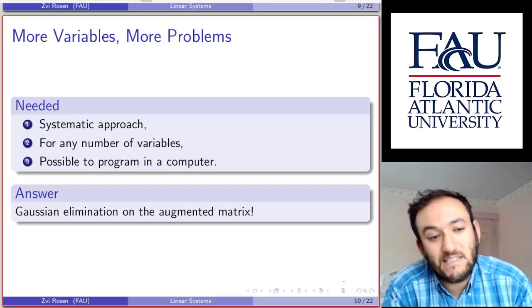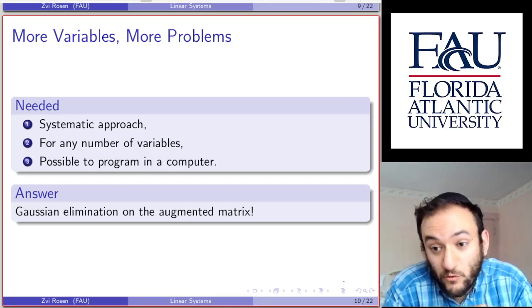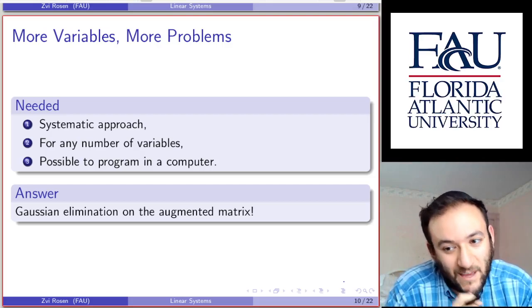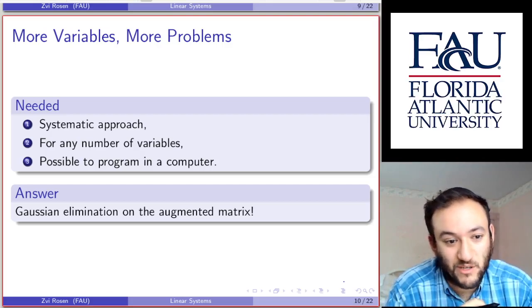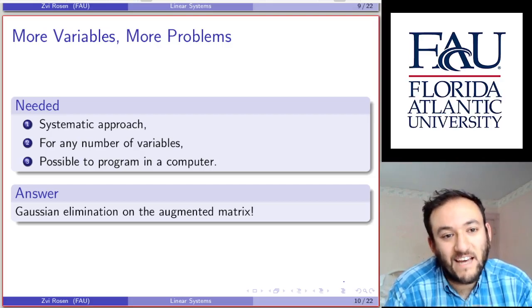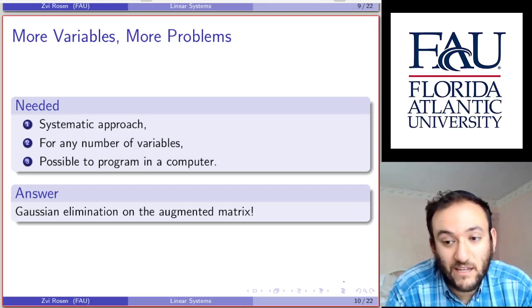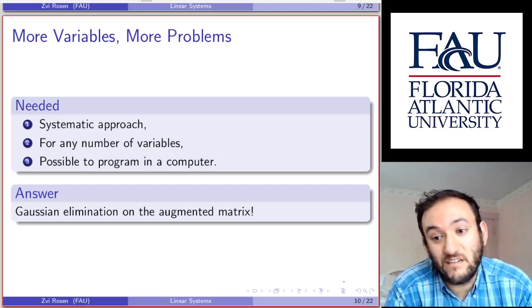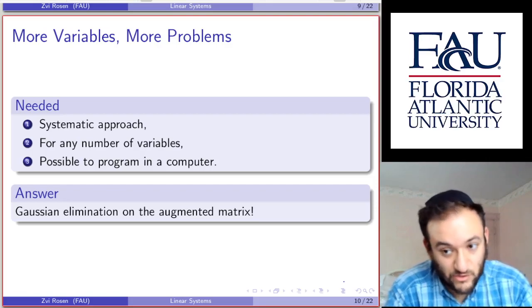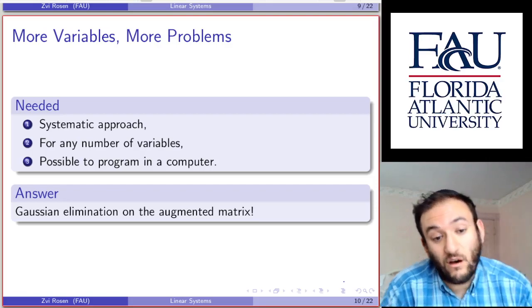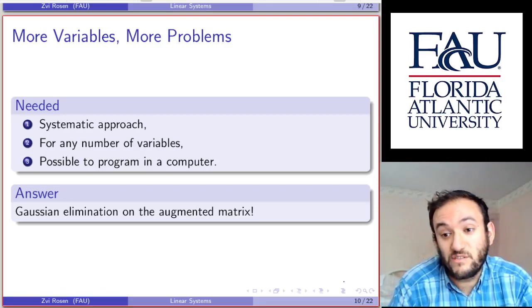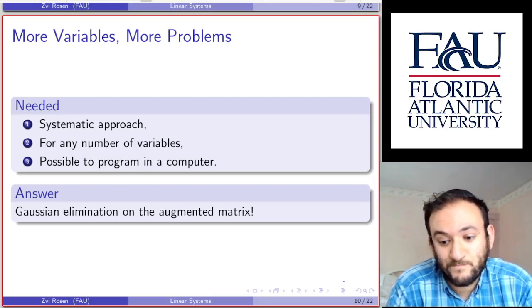So what's needed is a systematic approach that will work for any number of variables, and most importantly, that you can program into a computer. Okay? And that's where matrices come in. And the tool that we're going to use is Gaussian elimination and Gauss-Jordan elimination on the augmented matrix associated to a system of equations.